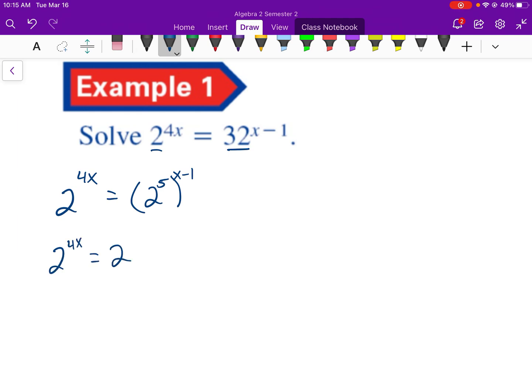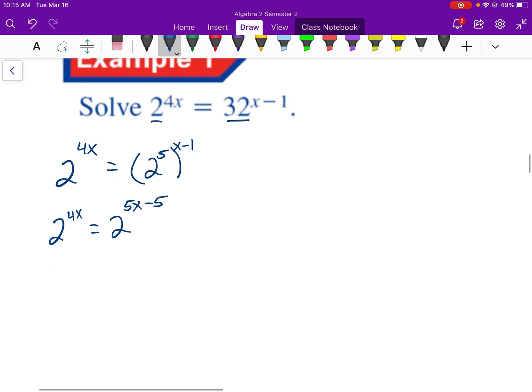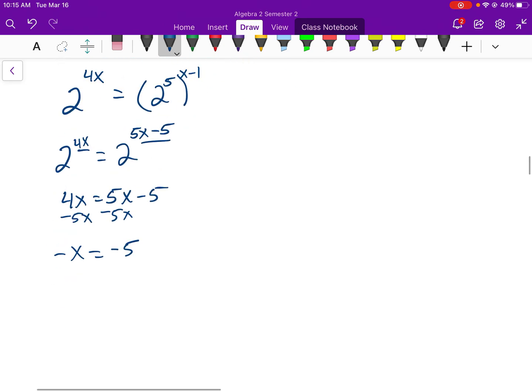Now, remember, you're doing 5 times the quantity x minus 1, so 5 times x, 5 times negative 1. A common mistake I'll see there is 5x minus 1. You've got to multiply it by that whole quantity. Now that we have the bases the same, I can set my exponents equal to each other. Now we've got a simple linear equation that we can solve for x. We get negative x is equal to negative 5, or x is equal to 5.